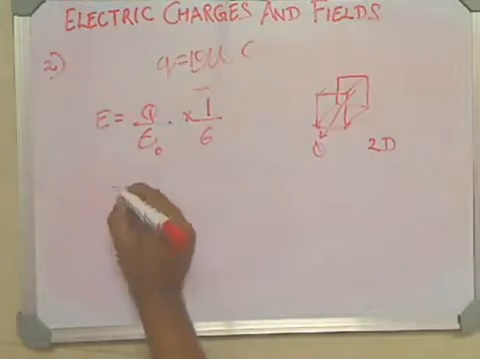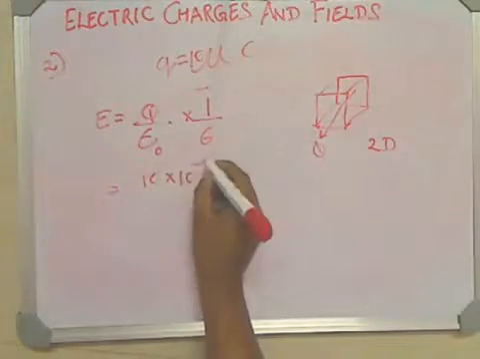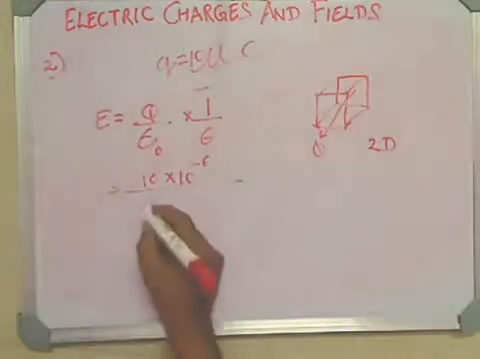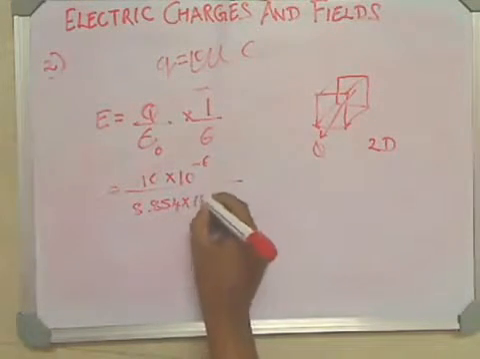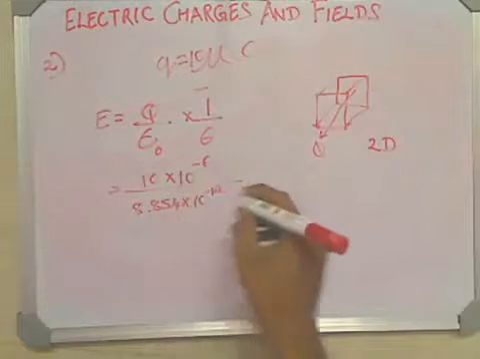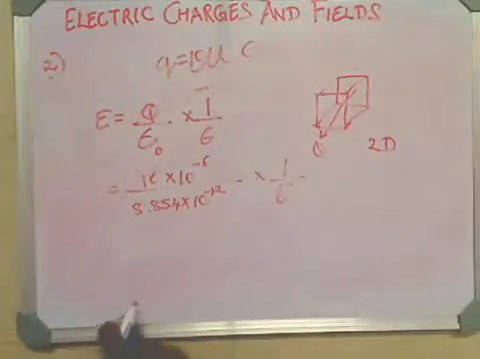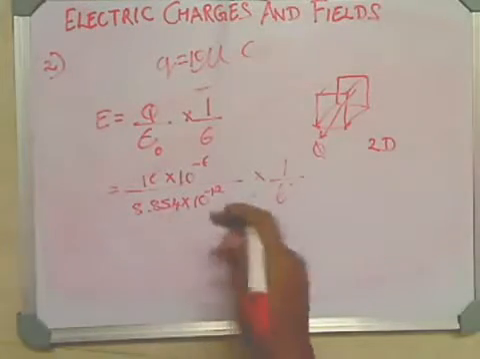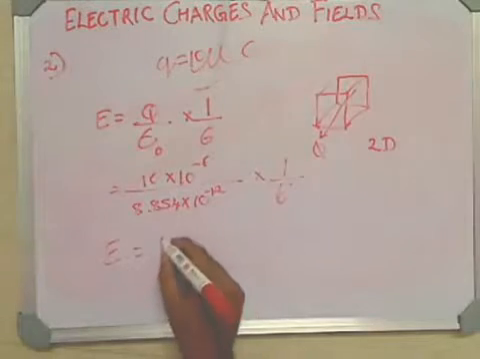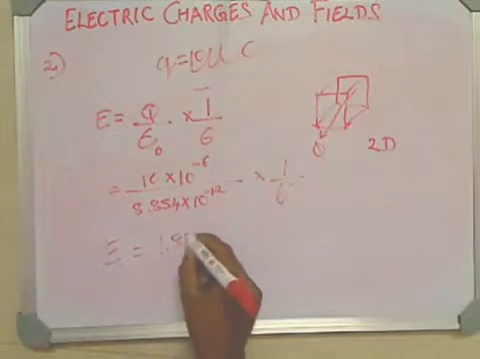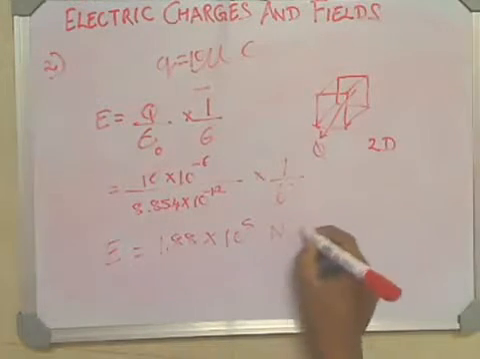Now, Q here has been given as 10 into 10 to the power of minus 6. Divide this by the permittivity of free space, 8.854 multiplied by 10 to the power of minus 12. This multiplied by 1 by 6 should give you the answer. E equals 1.88 into 10 to the power of 5 newtons per coulomb.